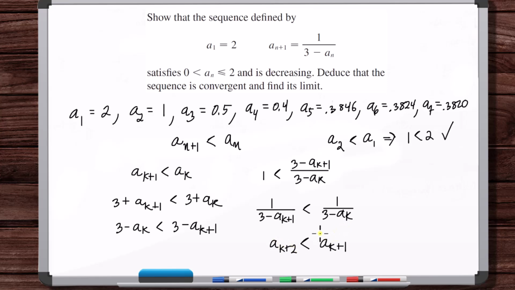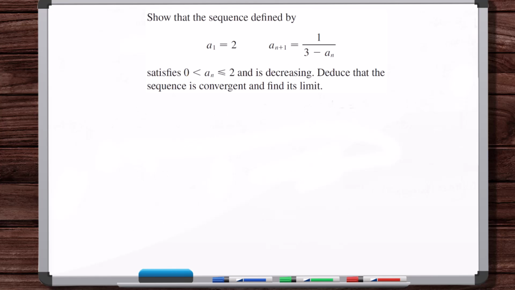And there we go. A sub k plus 2 is less than a sub k plus 1. So we've proven that this is decreasing. And since it's decreasing, we know that it's bounded above by 2 for sure, because it starts at 2. But is it bounded below? We're going to assume that it's bounded below by at least 0.